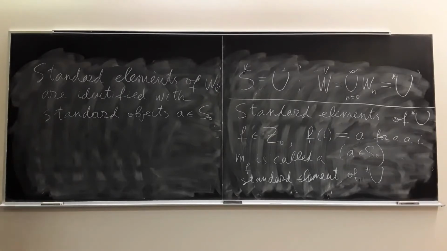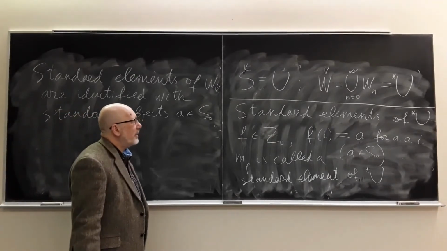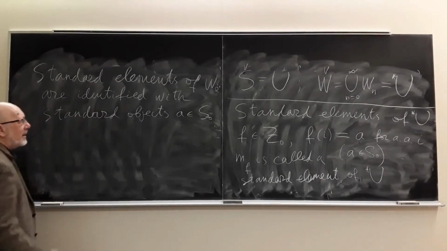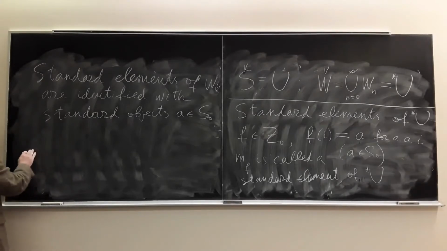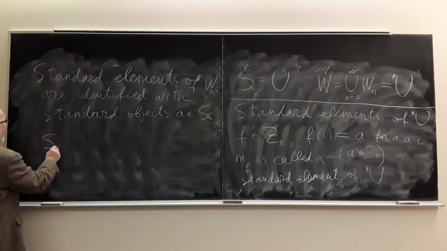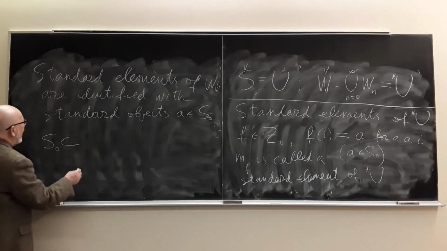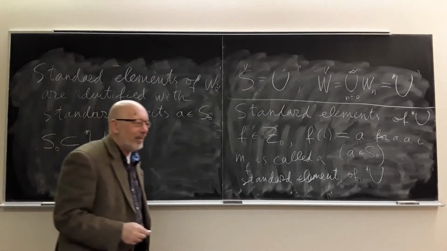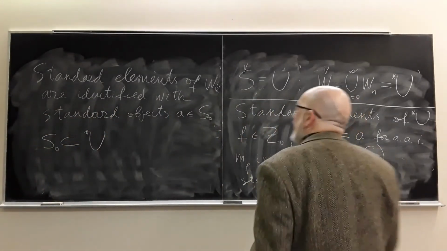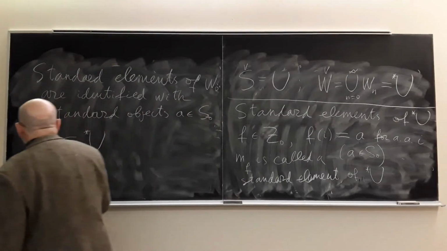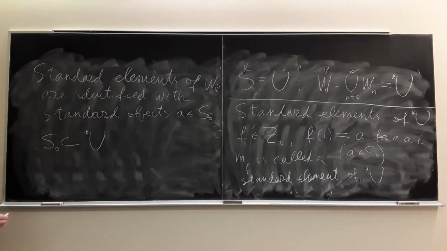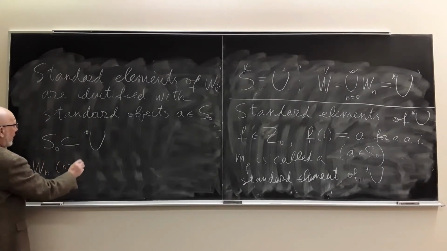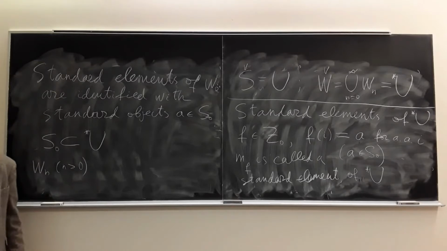and they are somehow identified. And in this respect, we can write that S0 is a subset of non-standard universe. Now we can consider Wn and more than 0. What happens then?